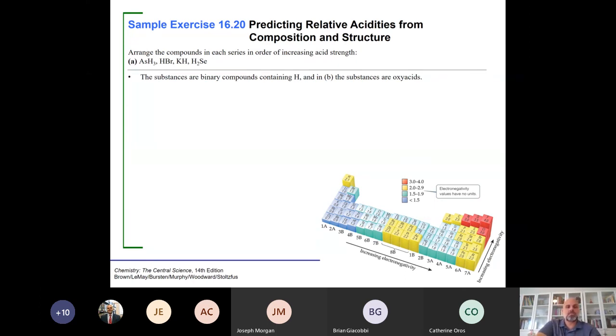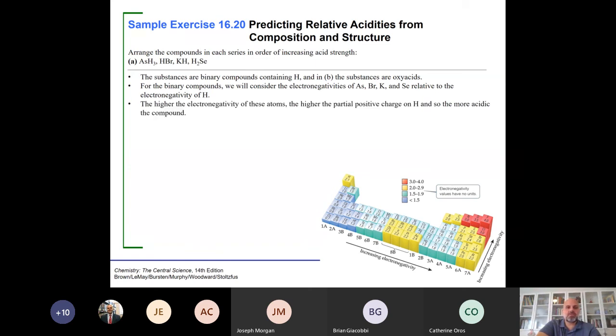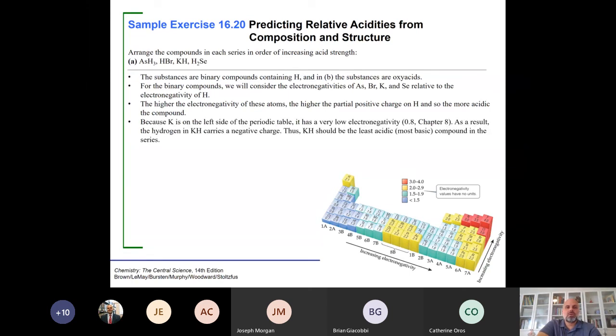All right. So the substances are binary compounds containing hydrogen, and then in part B, they're all going to be oxyacids, which, unfortunately, I meant to cut out. So for the binary acids, we're going to consider the electronegativities of arsenic, bromine, potassium, and selenium relative to the electronegativity of the hydrogen atom. The higher the electronegativity of these atoms, the higher the partial positive charge on the hydrogen atom, so the more acidic the compound. So because potassium is on the left-hand side of the periodic table, right?